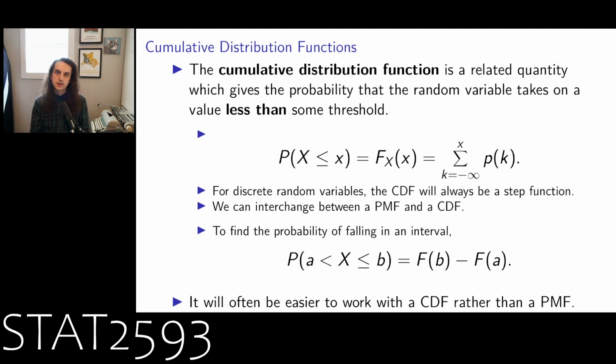Generally speaking, when we're doing calculations, it's often going to be easier to work with our CDF. But with discrete distributions, it's also often going to be the case that we don't get a closed form expression for the CDF. And so in that case, we have to choose what's going to make the most sense.